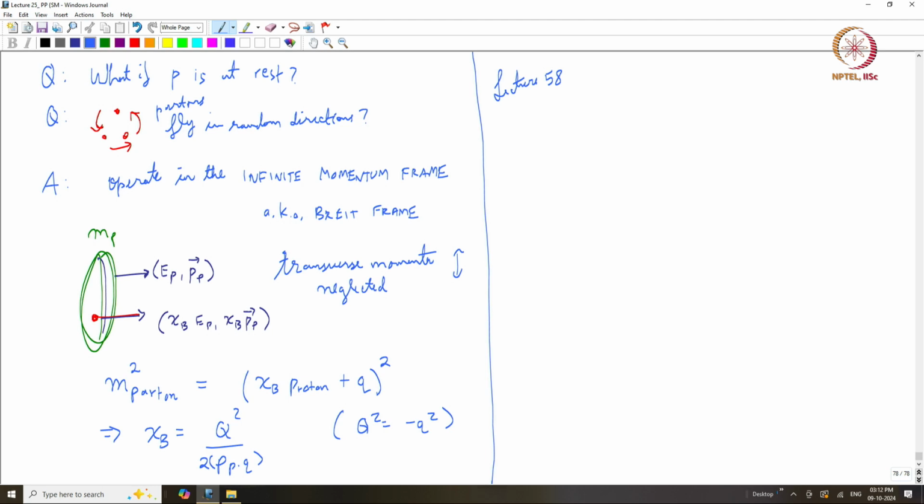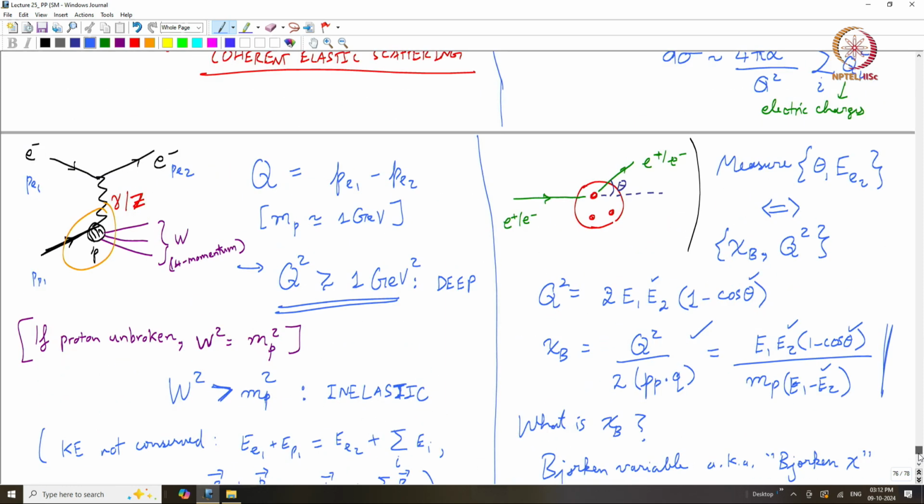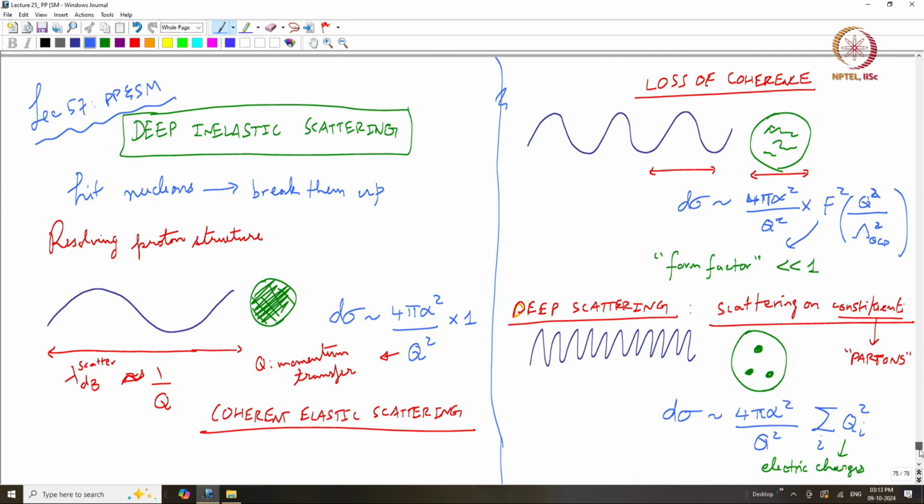Alright, so welcome back to particle physics and the Standard Model. This is lecture 58, and last time we started seeing deep inelastic scattering, right. What do we mean by deep?